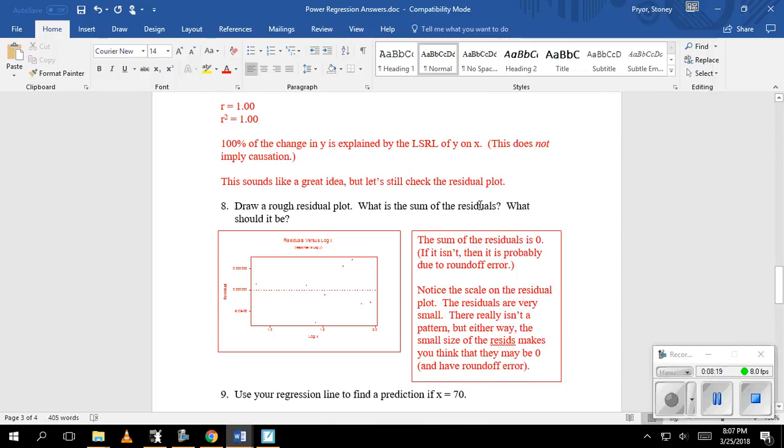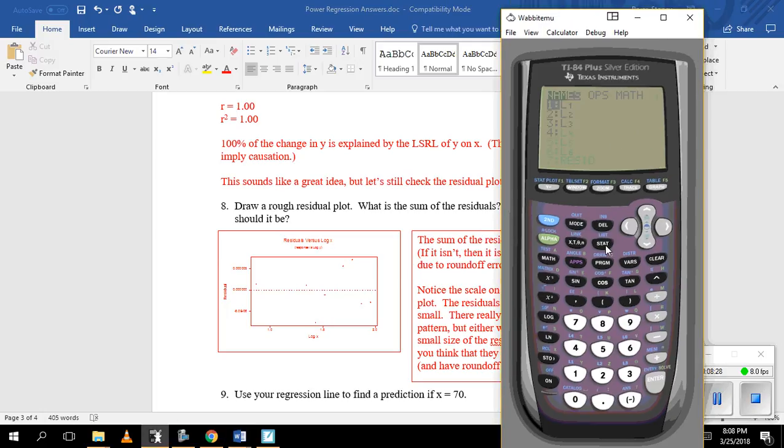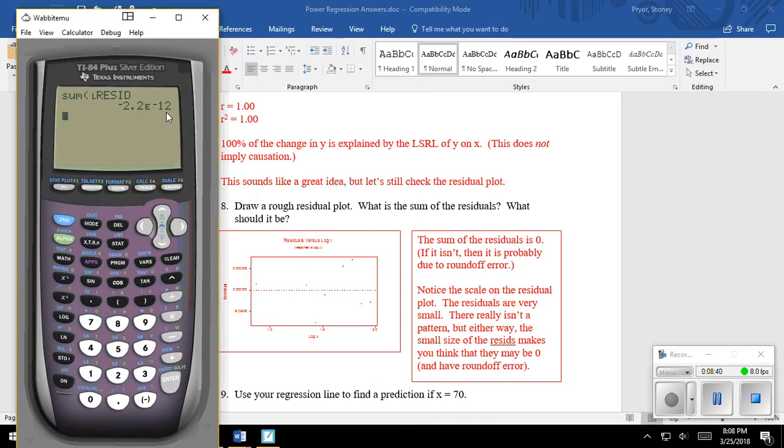And it says, what's the sum of the residuals? Of course, it is 0. If it isn't, it's probably due to round-off error. See if it'll let me sum up my resids. Basically 0. It really is 0. The calculator can't handle round-off error out here apparently at the 12th decimal place.